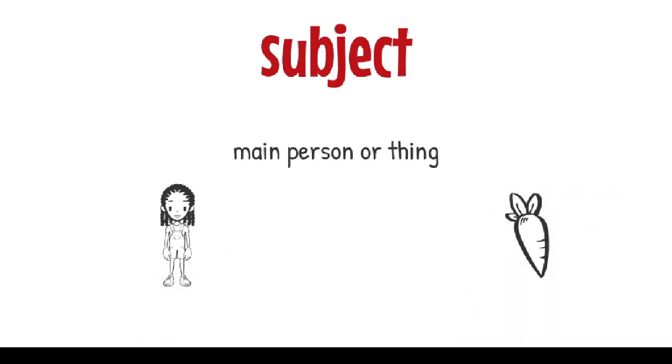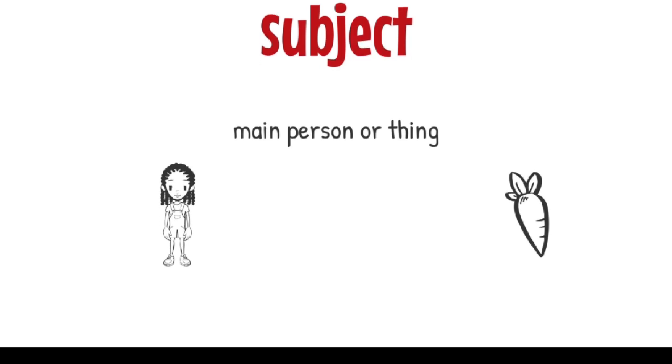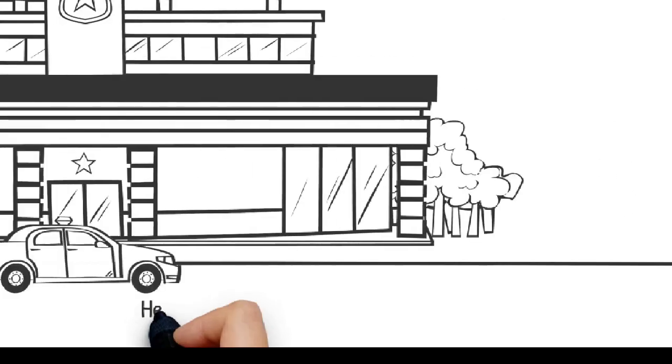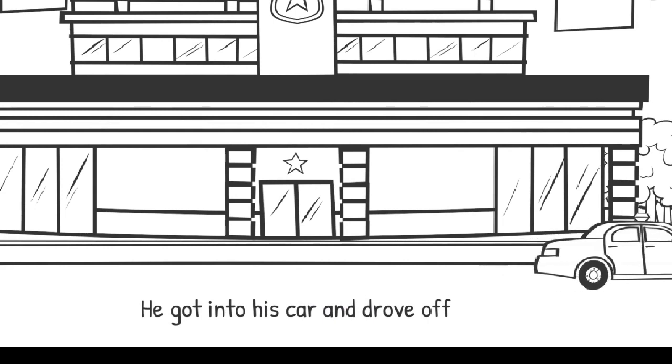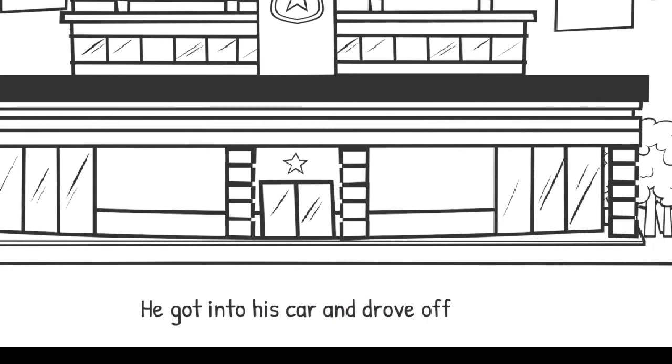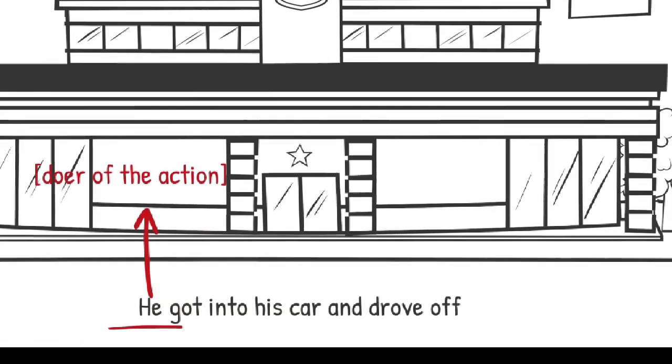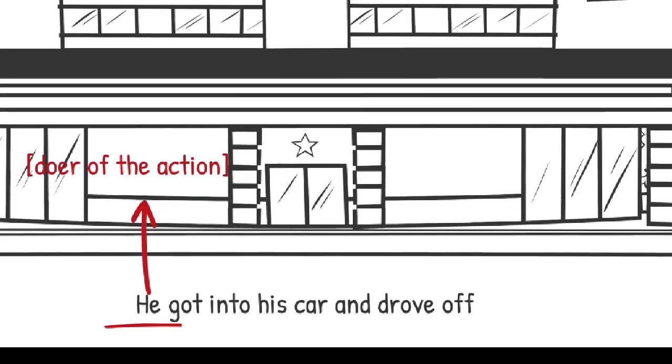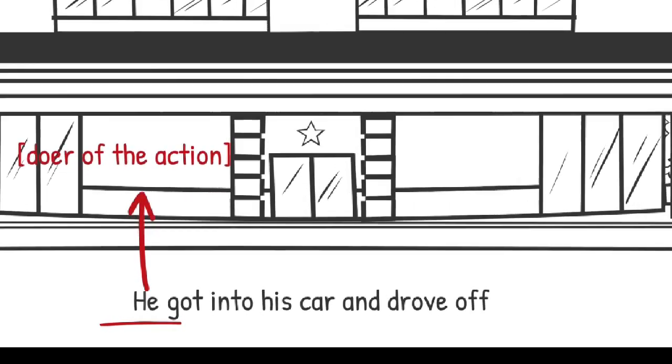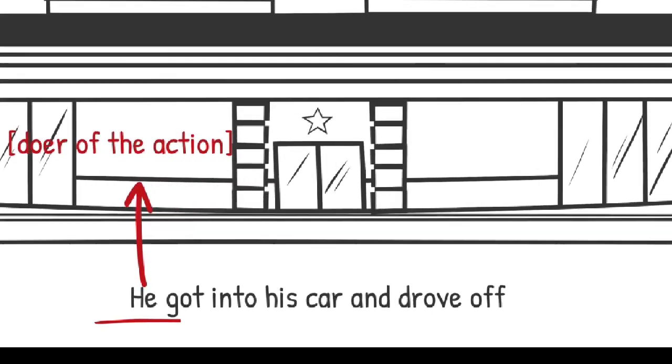A subject is the main person or thing we talk about in the sentence. For example, he got into his car and drove off. The pronoun he is a subject, and it's the most important word in the sentence. He is a doer of the action, got into his car and drove off.